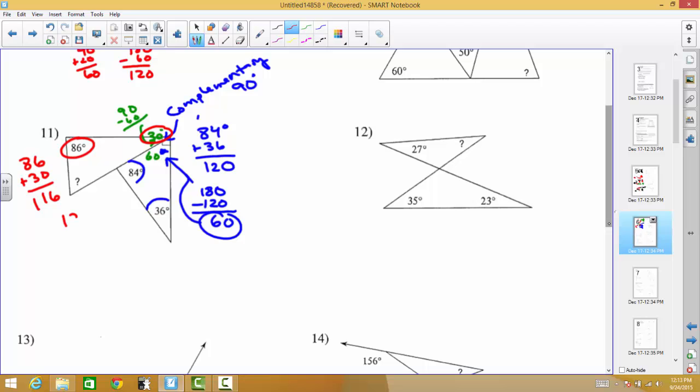And then subtract that from 180, because the three angles of a triangle will always add to give you 180. So 10 minus 6 is 4, 7 minus 1 is 6, 64. Sounds about right. This is pretty close to 90, so that means these two are going to add to be pretty close to 90. So there's your answer.